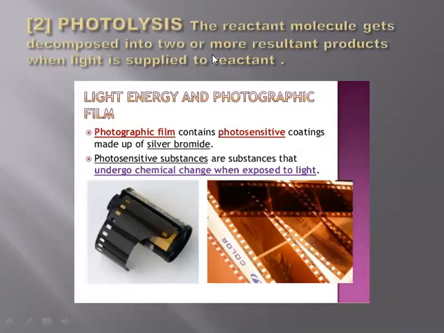During photolysis or photolytic decomposition, the big molecule gets decomposed into two or more resultant products when light is supplied to the reactant. Light energy acts as the factor to break down the molecule. Photographic film contains a photosensitive coating made up of silver bromide. Photosensitive substances are substances that undergo chemical change when exposed to light.